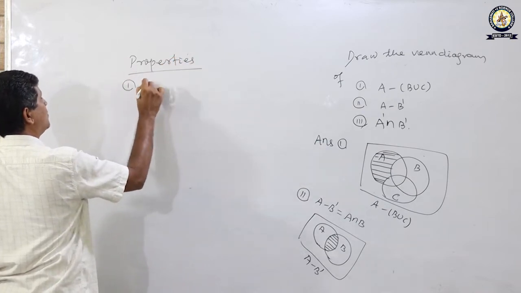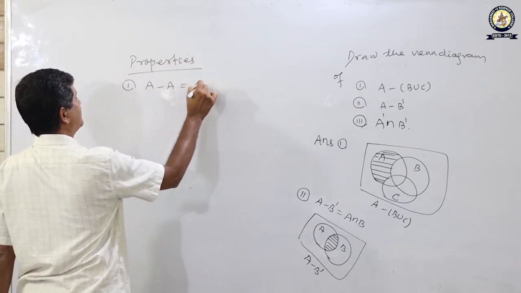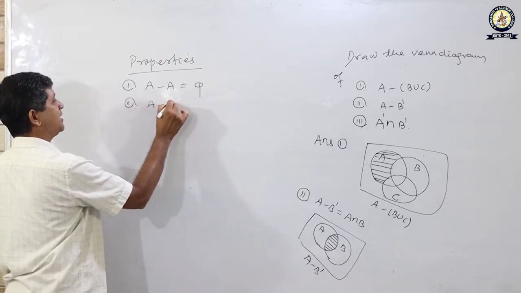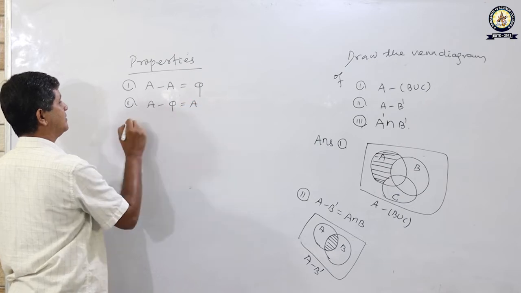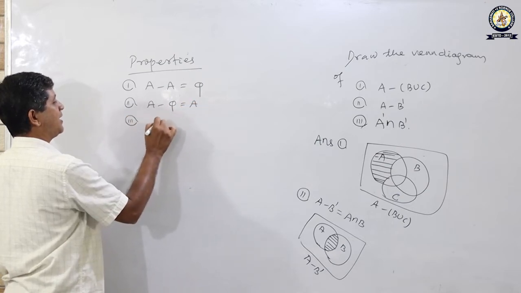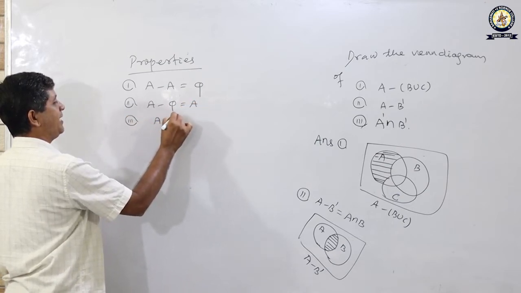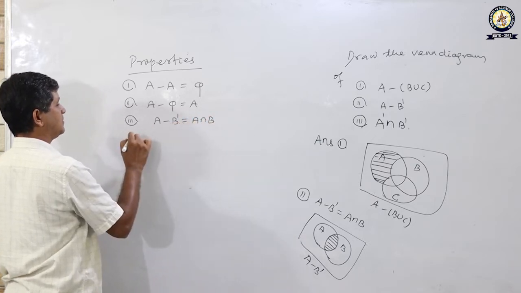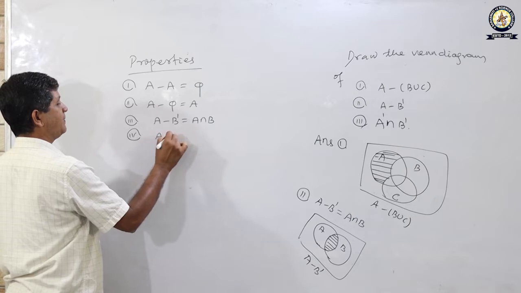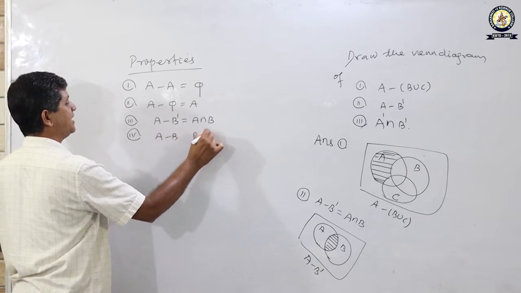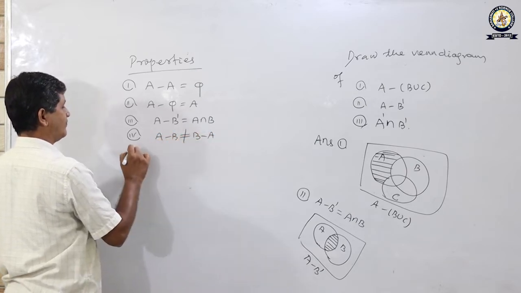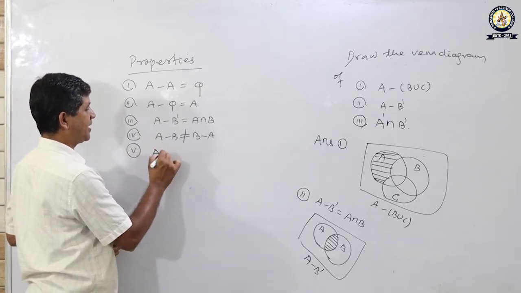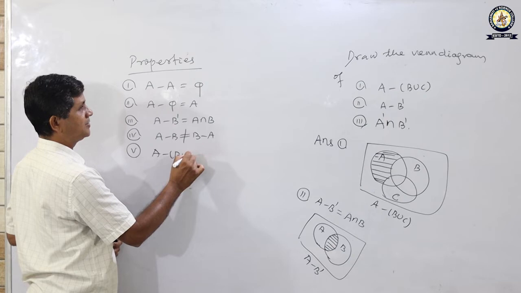First, what about A difference A? It is phi. Second, what about A difference phi? This is A. Third, what about A difference B dash? It is A intersection B. What about A difference B and B difference A? They must not be equal. Next is A difference B union C.